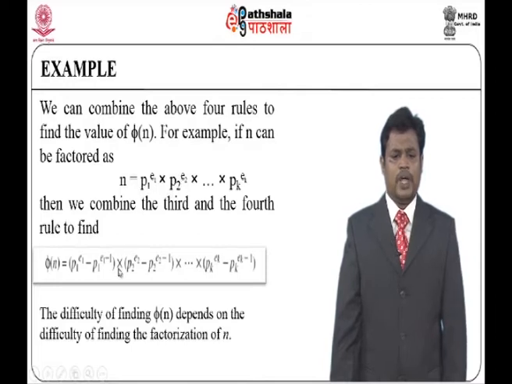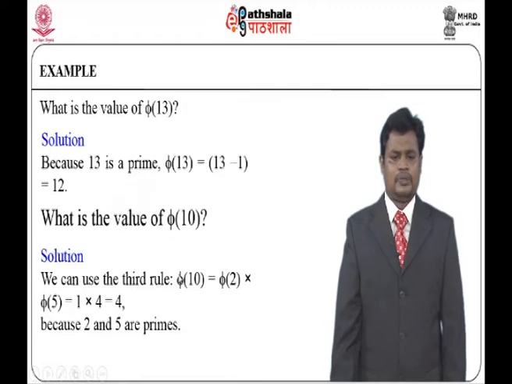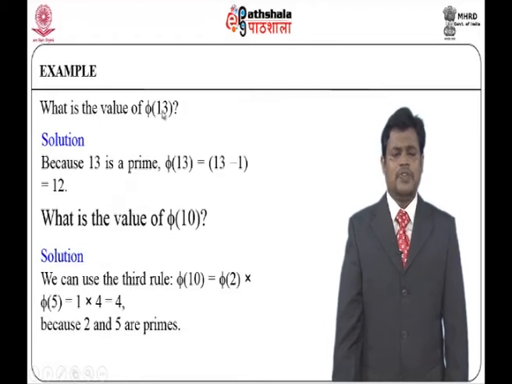So, 2 power 1 into 5 power 1, I can apply phi of n as p1 power e1 minus p1 power e1 minus 1, similarly p2 power e2 minus p2 power e2 minus 1, and so on. We can see that the difficulty of finding phi of n depends upon the difficulty of factorization of the n value. That is the only thing we need to do. If you are able to factorize the n value, we can easily find the phi of n.